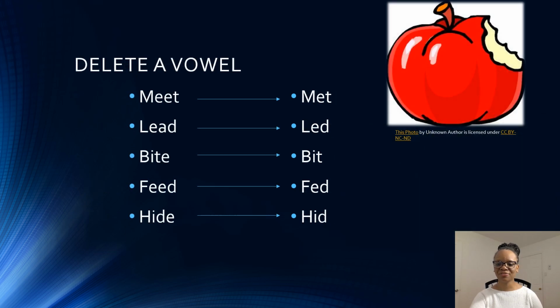There are other verbs that lose a vowel when they are converted to the past tense or conjugated to the past tense. One such example is meet. It becomes met in the past. Lead becomes led. Bite becomes bit. Feed becomes fed. And hide becomes hid.